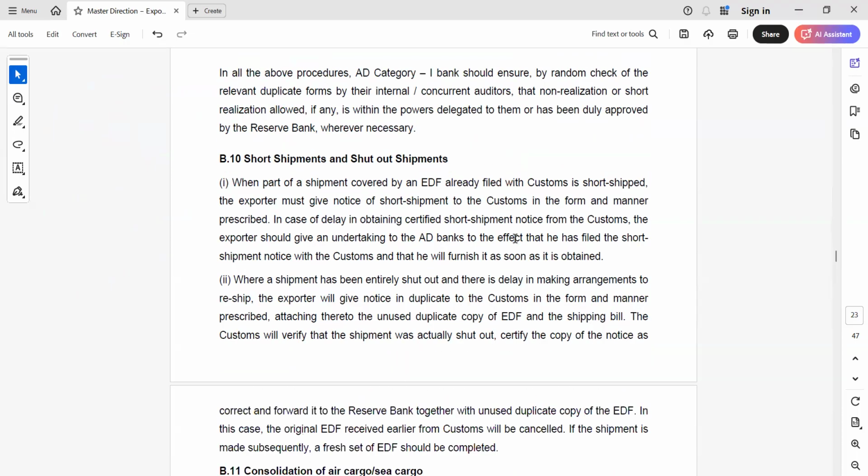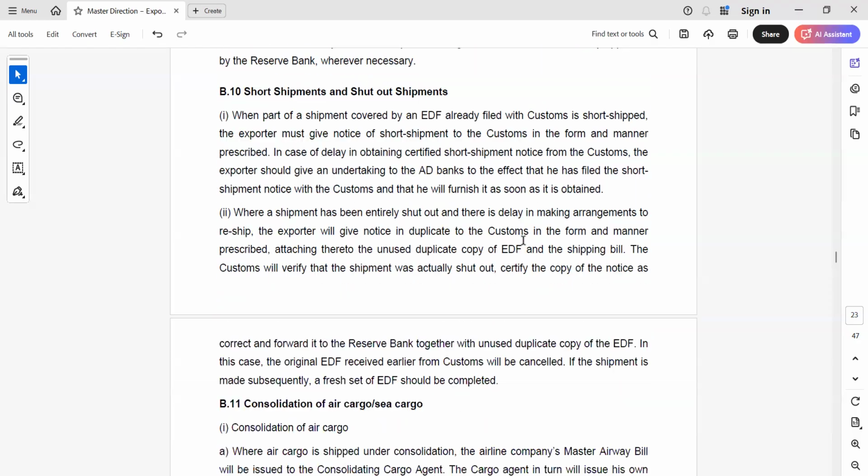Okay, next is short shipment and shut out shipment. Similarly, somewhere short shipment is done. Shut out shipment means shipment which went but no payment was received. Okay, so this type of cases.